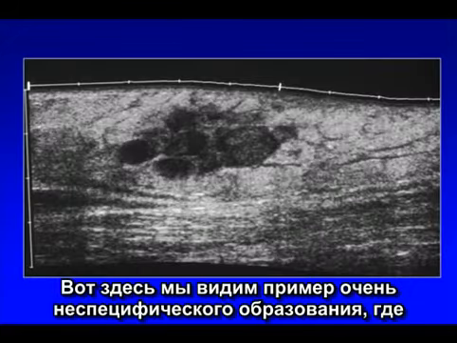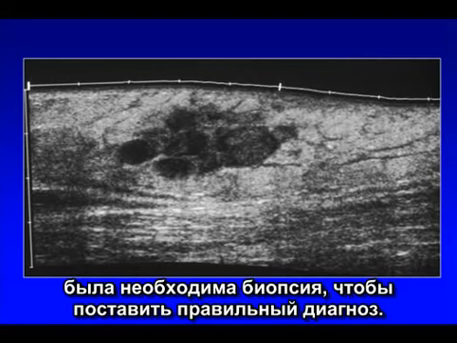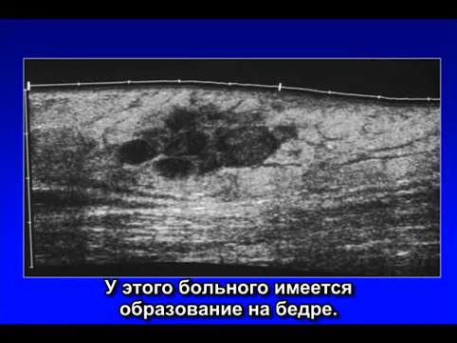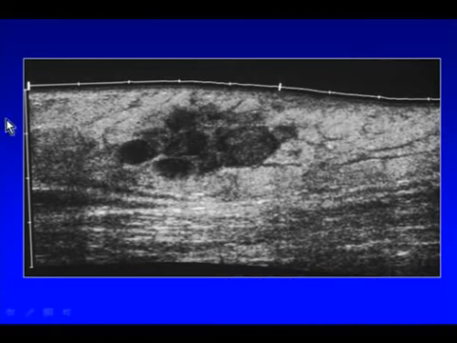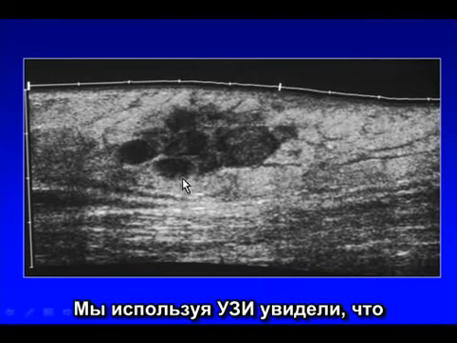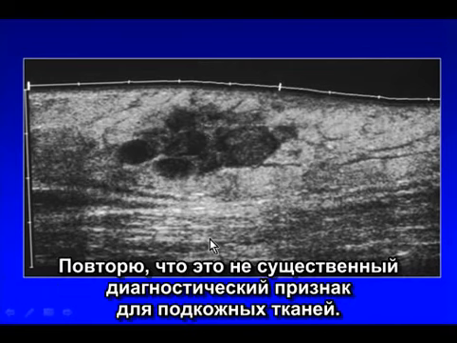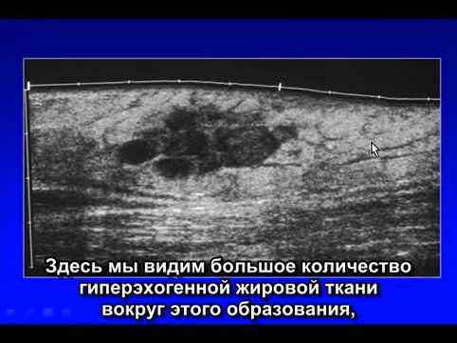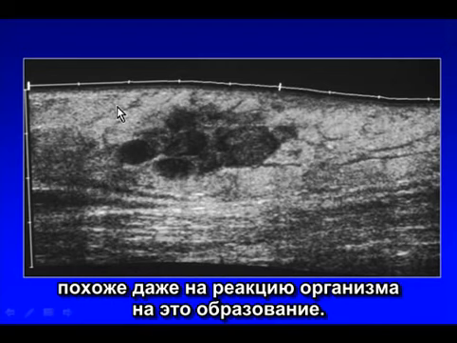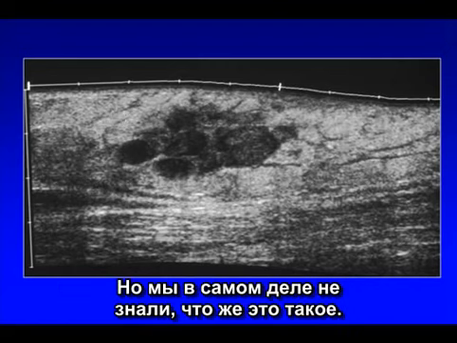Here's an example of a very nonspecific lesion that biopsy was needed to make a diagnosis. This is a patient who presented with a mass on the thigh. We put the ultrasound down, and we saw this lobulated mass. It looked somewhat solid. It did have acoustic through transmission, but again, not a helpful sign in the subcutaneous tissues. There was a lot of hyperechoic fat around it, so it looked like the body was reacting to it. But we really didn't know what it was.